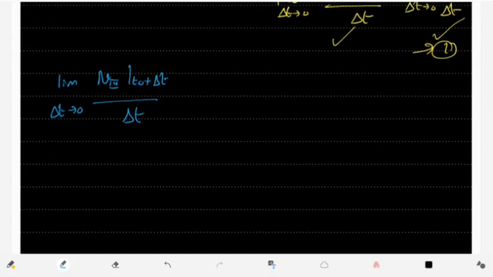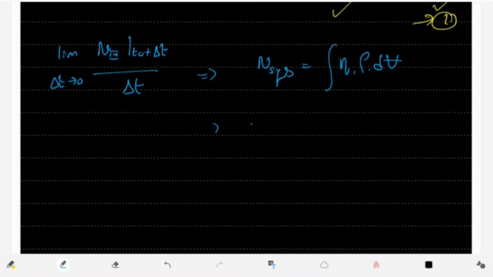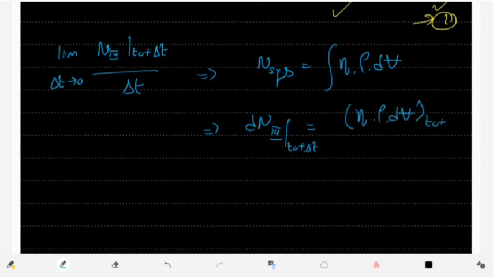As we have proved the equation that N of any system is equal to the integral of eta into rho into dV. Now I can write it as, for the differentiation, dN3 at t naught plus delta t. Differentiation of this term will give us eta into rho into dV at t naught plus delta t.